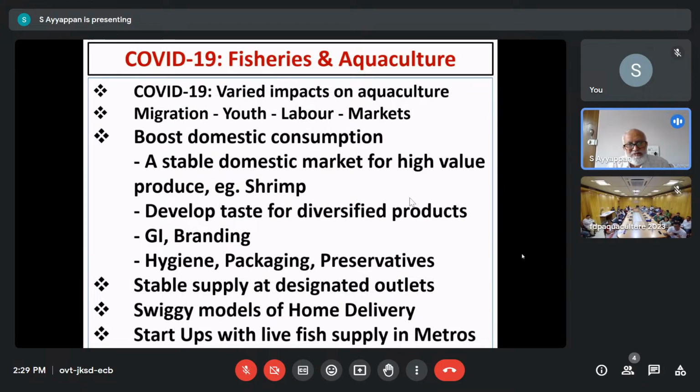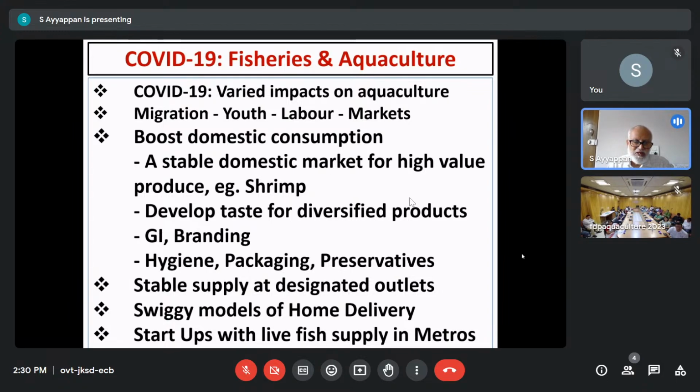Now, what happened during COVID-19, the varied impacts on aquaculture, it caused migration of the youth, and affected labor and markets. One thing that happened was a boost in domestic consumption. People talked of fish, and then the perishability and all that. There was a problem with the export, so they immediately diverted to the domestic market. But then we need to develop a taste for diversified products in the domestic market.